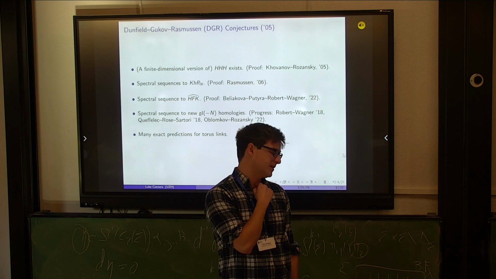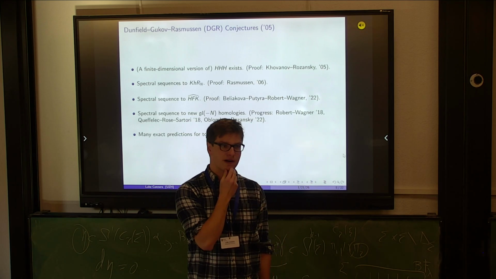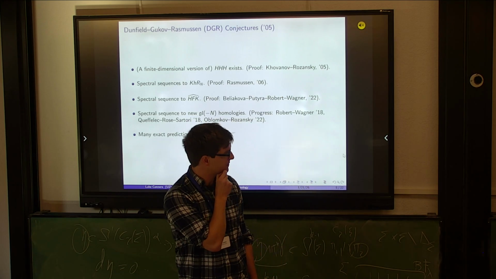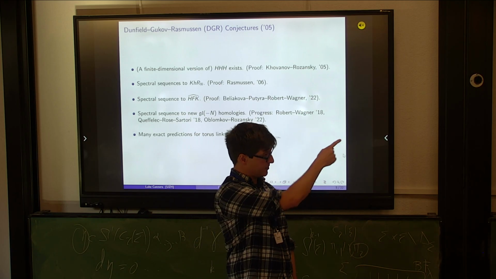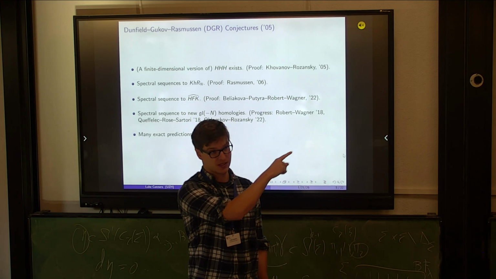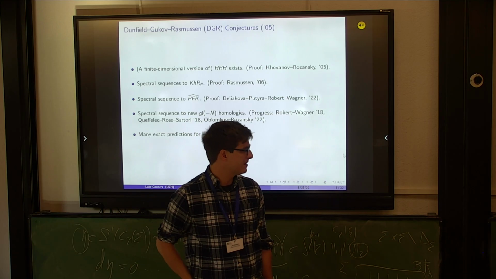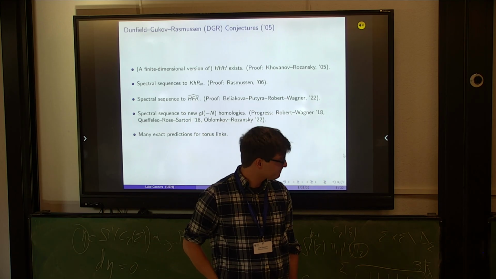And they also conjectured spectral sequences to many other link invariants. So for example, there's the hat version of knot Heegaard Floer homology. And there's a big gap between this conjecture and the proof of this conjecture. This is 17 years, so this paper inspired a great deal of mathematics to this day.